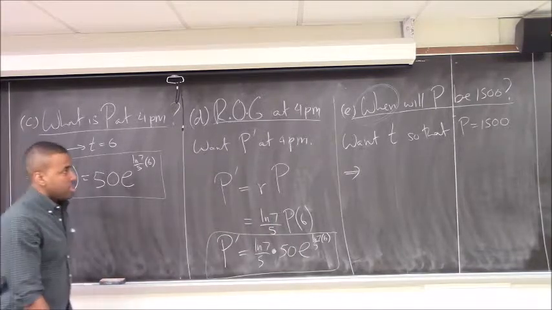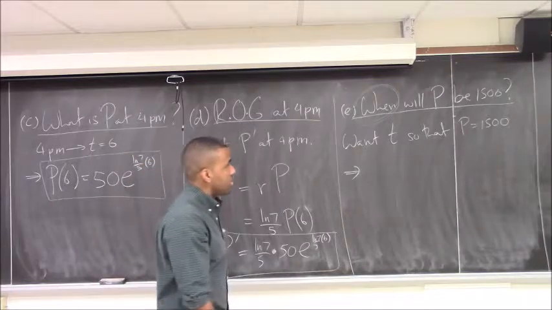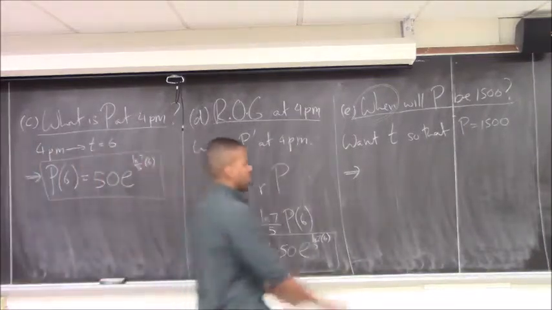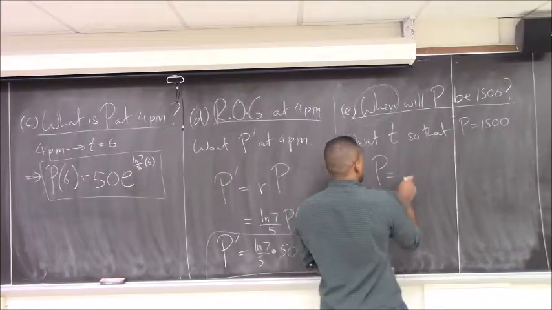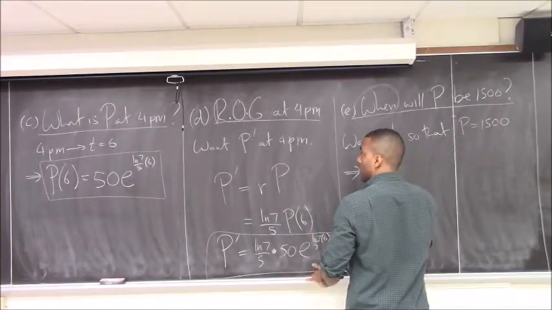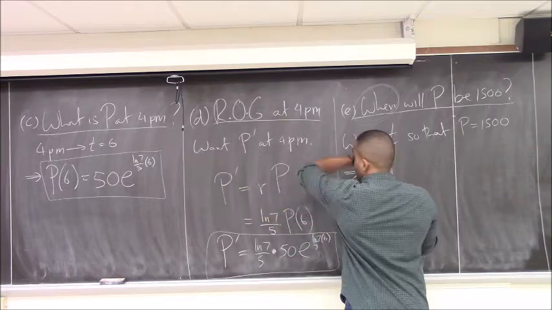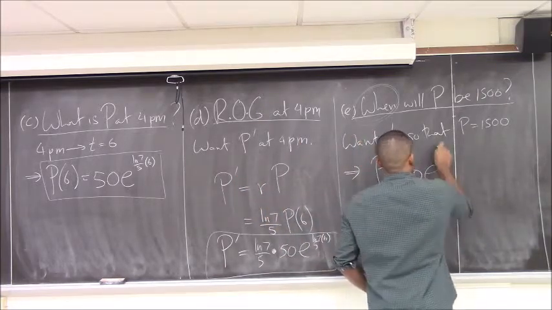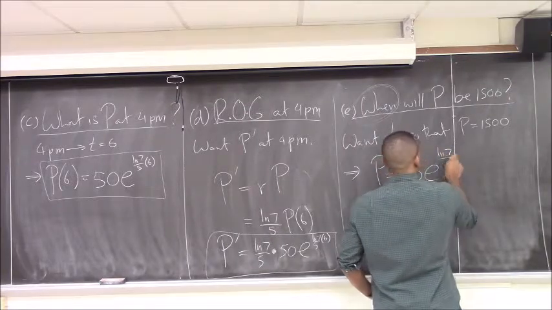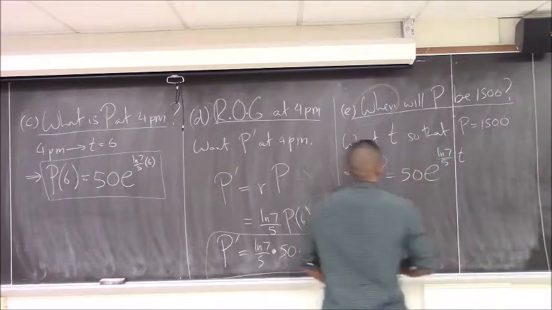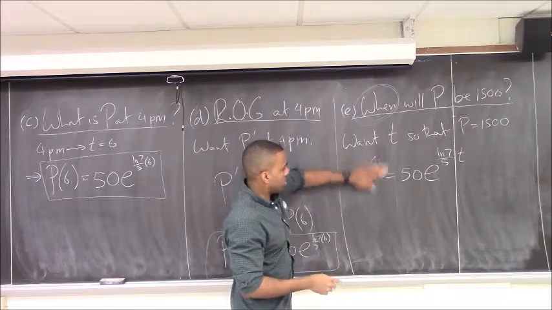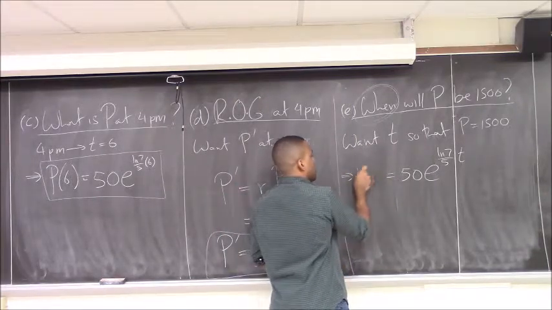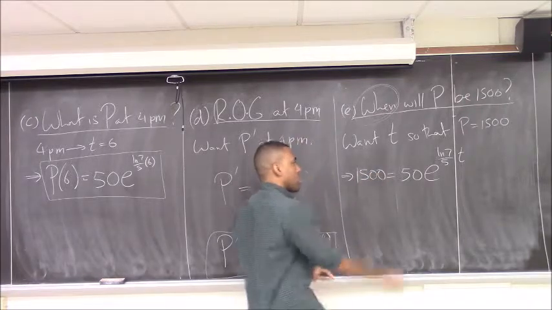What formula has P and T in it that I can take advantage of? The PERT formula has both. So I know that P is equal to, we actually have the formula, we had it in part B or something. 50 e to the ln of 7 over 5 times t. So I'm simply going to plug in 1500 here. So replace P with 1500 and I want to solve for time.